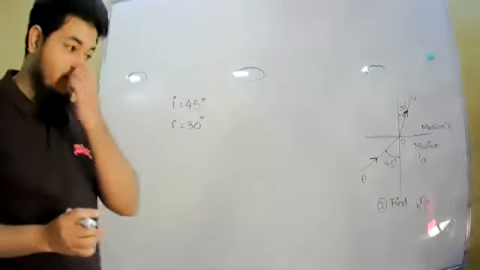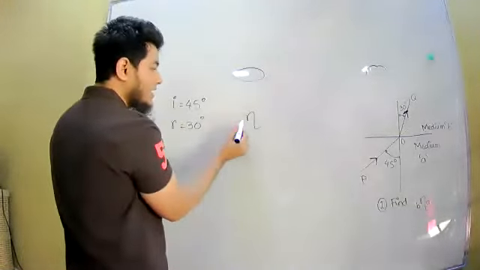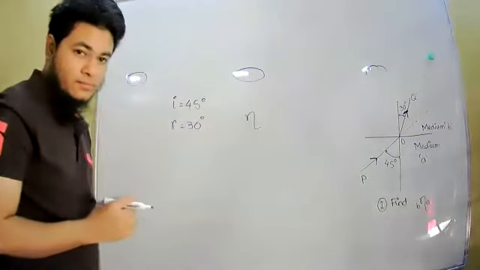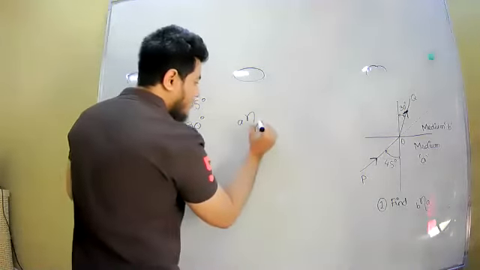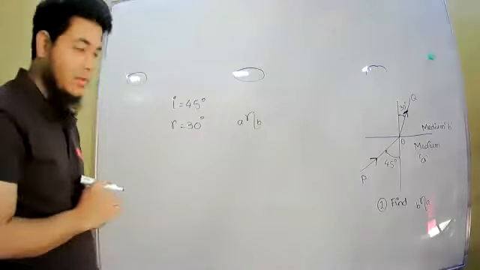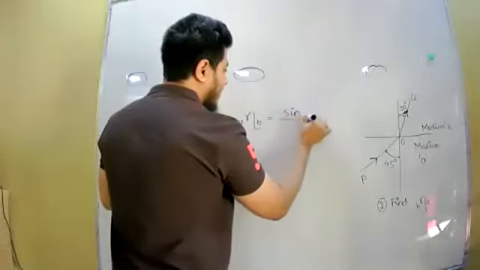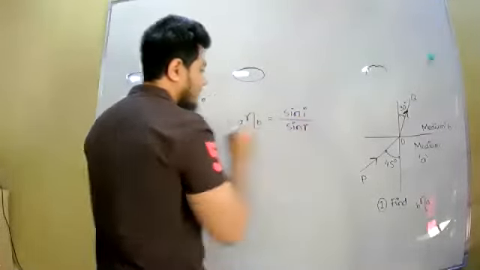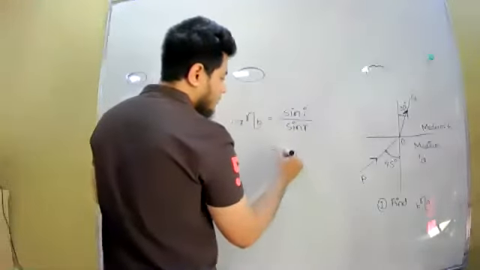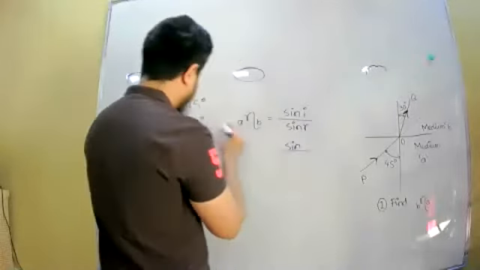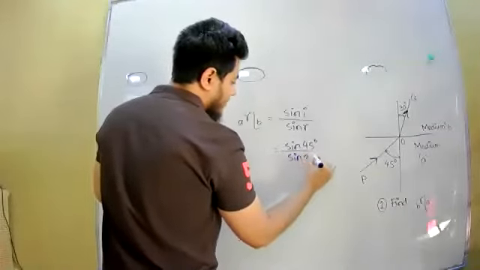But we have to be very careful. The light ray is going from A to B. So should I write A first or B first? A first, because light ray is going from A to B: A eta B. So A eta B will be equal to sine i divided by sine r. Correct? Now you can put the values. Sine i is 45 degree divided by sine r is 30 degree.